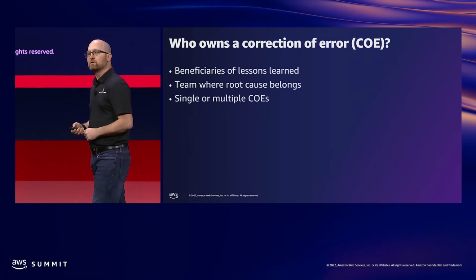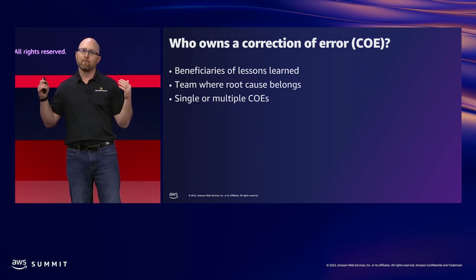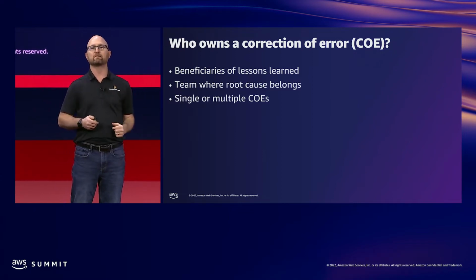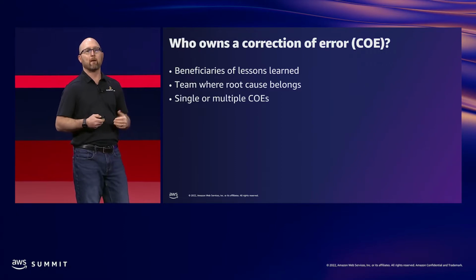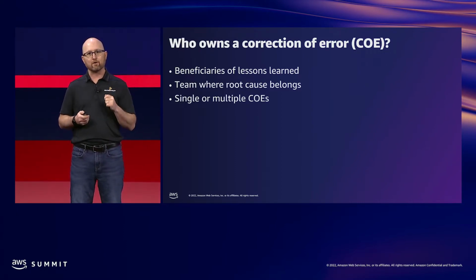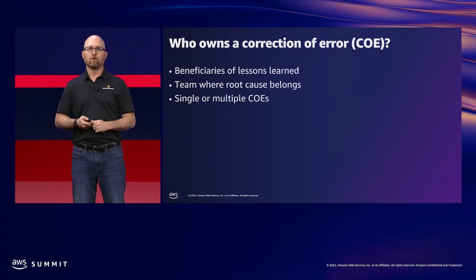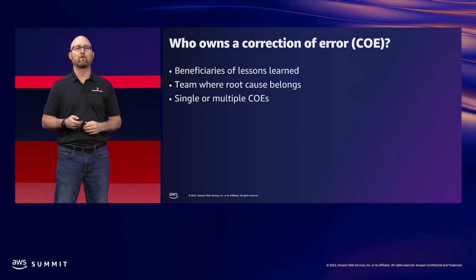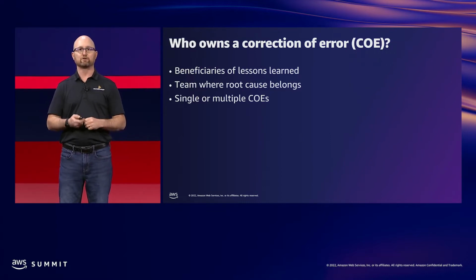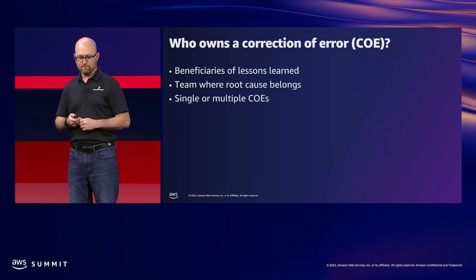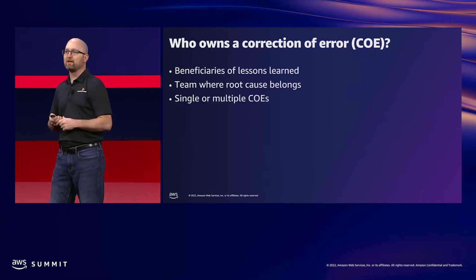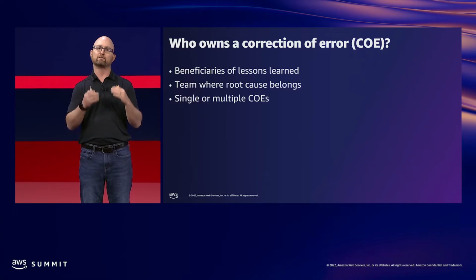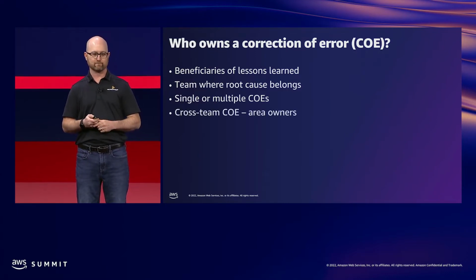Single or multiple COEs, right? A lot of times you have an outage and you may have a cause that causes the symptoms that the customer experienced. But underneath that, you might find that there are a lot of other areas for improvement. There might be other dependencies or other things that we took for granted that didn't work the way we thought they would, that need to be readdressed, that need to be corrected. And so there might be a single one, or there might be multiple of these correction of error processes all tied into one outcome, one event.